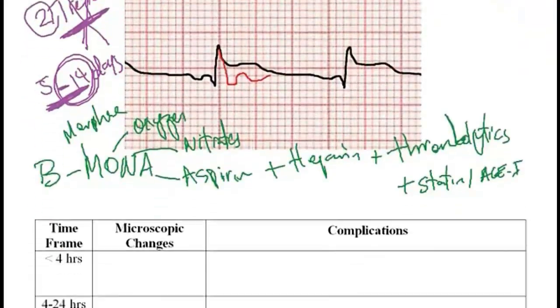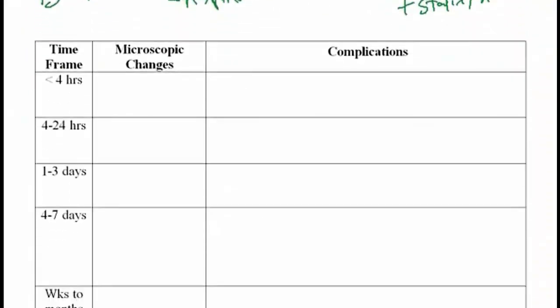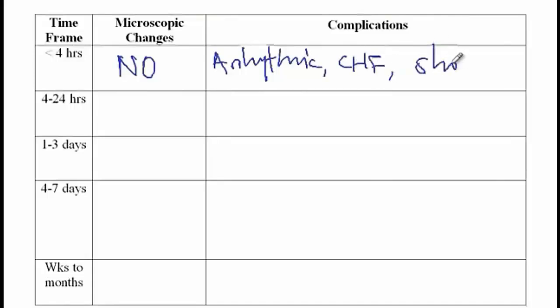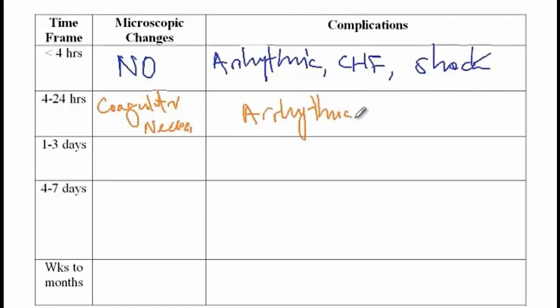So in patients with myocardial infarctions, there are changes that you will see after the injury, and so you would need to know what microscopic changes and complications can arise in the time frame shown here. So in less than 4 hours, there's usually no microscopic changes, but the complications that may arise during this time include arrhythmia, congestive heart failure, as well as a cardiogenic shock. In between 4 to 24 hours, there would be a coagulative necrosis, and then there would be increased risk of arrhythmia.